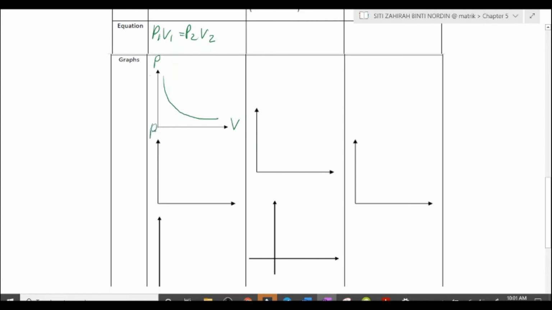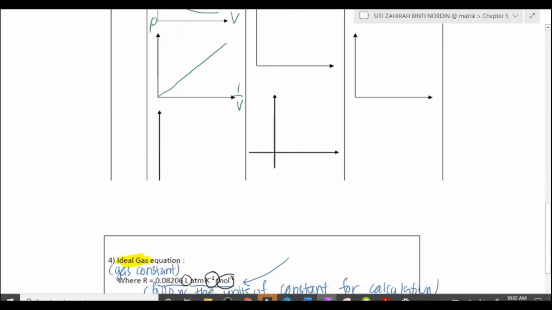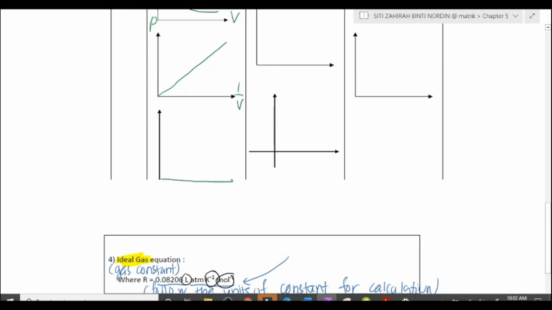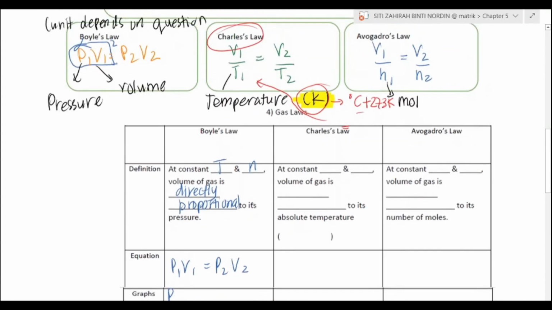What about for P versus 1 over V? The graph would be directly proportional. And the last one, if you are given PV as the y-axis and pressure as your x-axis, the graph would be constant. Next is Charles' law.